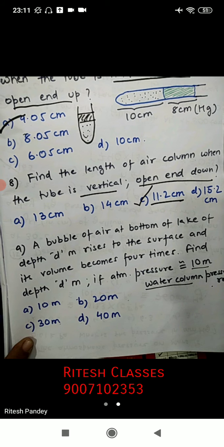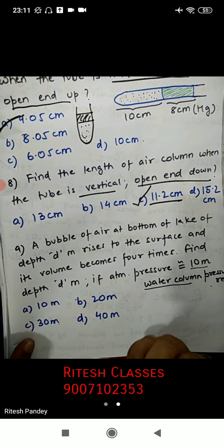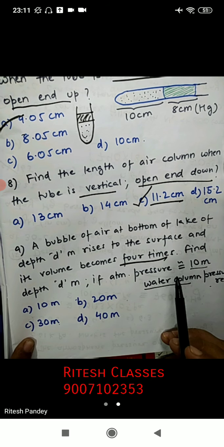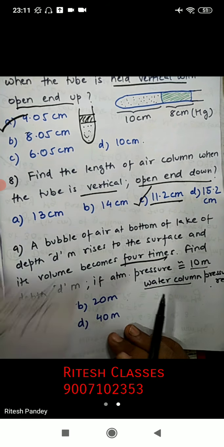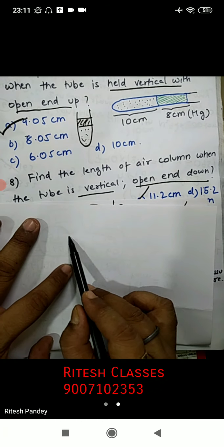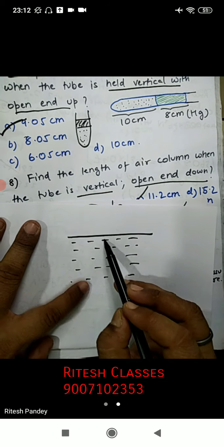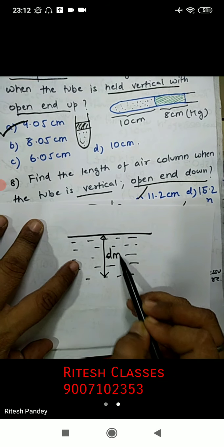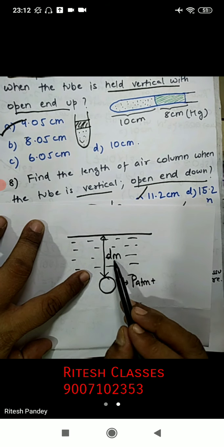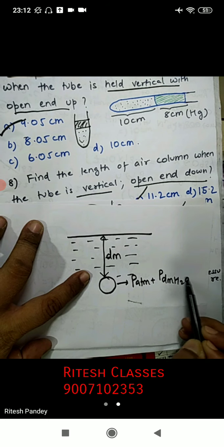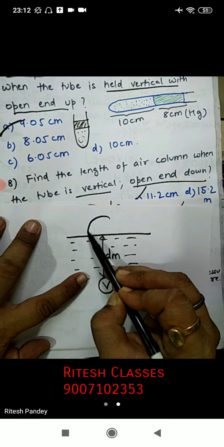Again, you'll want to read question 9. You'll want to read the options. A bubble of air at the bottom of a lake at depth d meter rises to the surface, and its volume becomes 4 times. Now naturally, below the water surface, I mean you need to know this, if there is a bubble of air, suppose at depth d, if this is d meters, then the pressure here is equal to atmospheric pressure plus the pressure due to d meters of water. Naturally, if the volume is V here, this pressure is higher, and when it goes to the surface, this volume V becomes 4V.